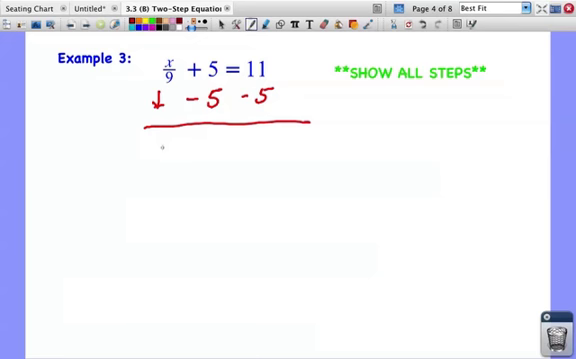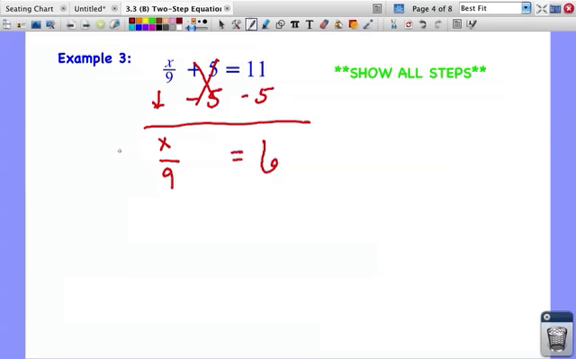This x over 9, this doesn't change. This is still there. But I still have my x over 9. This canceled each other out. That's why we did it. Equals 11 minus 5 is 6. So now I have x divided by 9 equals 6.